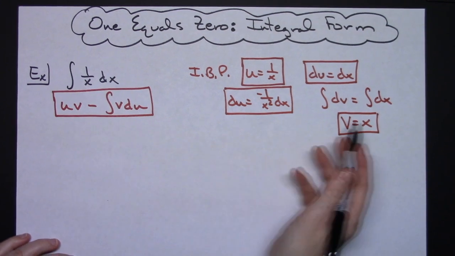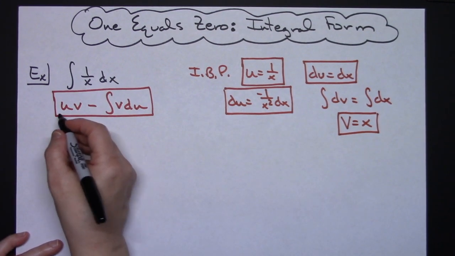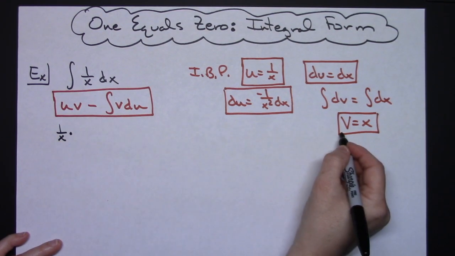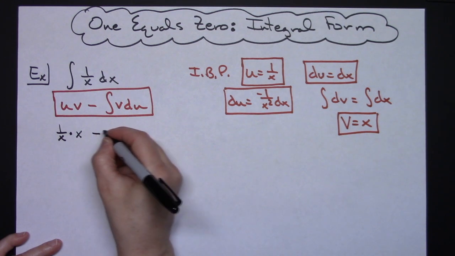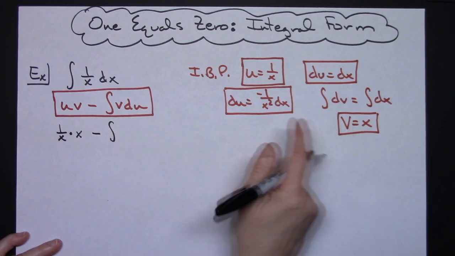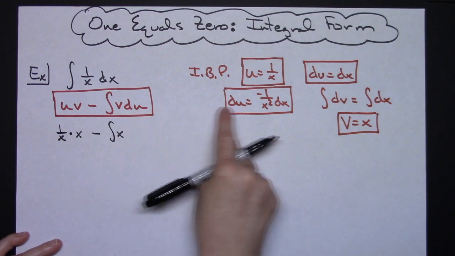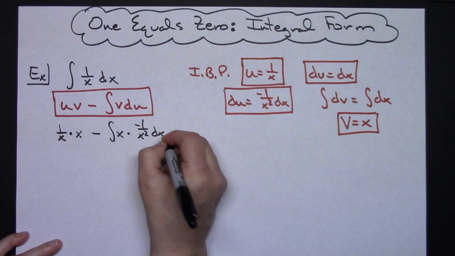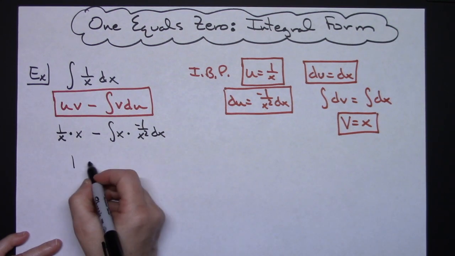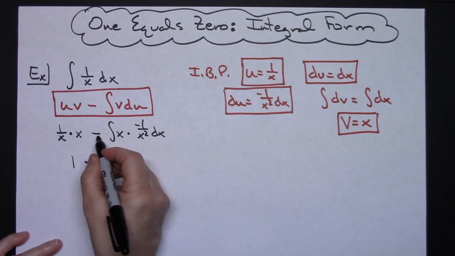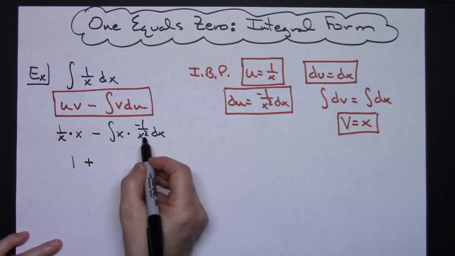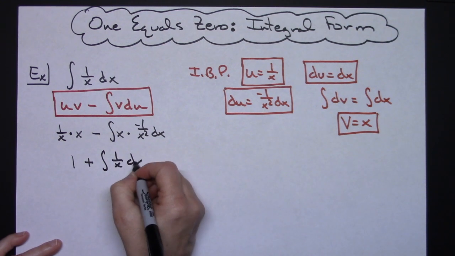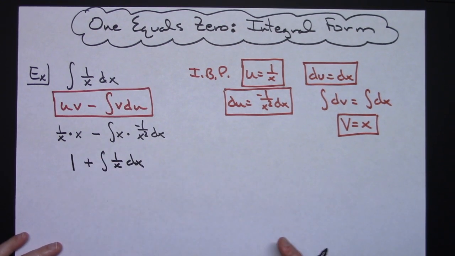Okay, so coming back over here and taking all of those pieces and putting them in, my u is 1 over x, my v is equal to x, minus the integral of v, which is x, and then du is negative 1 over x squared dx. So this here equals 1, and then minus and a minus here is going to turn that into a plus, and then I'm going to have the x on top, so really I'll have the integral of 1 over x dx. Alright, so there, my integration is complete.